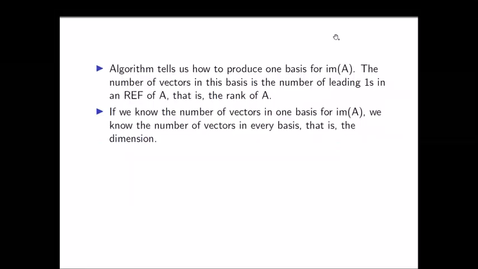So note that this algorithm tells us how to produce one basis for the image space of A. The number of vectors in this basis is directly given by the number of leading ones in a row echelon form of A, and that just by definition is the rank of A. But we also know that the number of vectors in any basis for the image space of A will just be the dimension of the image space of A.